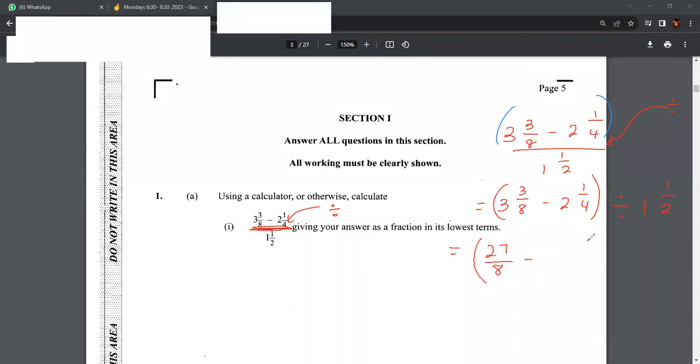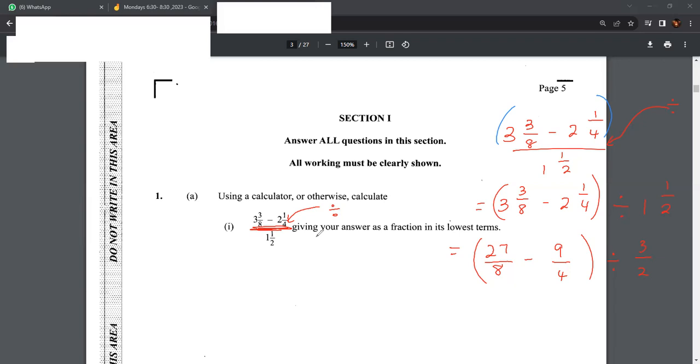Keep it in brackets until we get a single bracket. Then we change this into an improper fraction as well. So 4 2s are 8, 8 plus 1, that's 9 over 4. Then divided by 1 and 1 half, 2 times 1 is 2, plus 1 is 3 over 2. So we work what's in the brackets first.